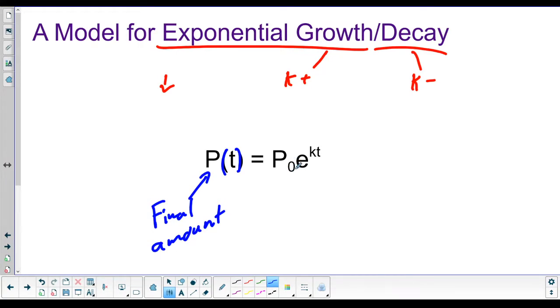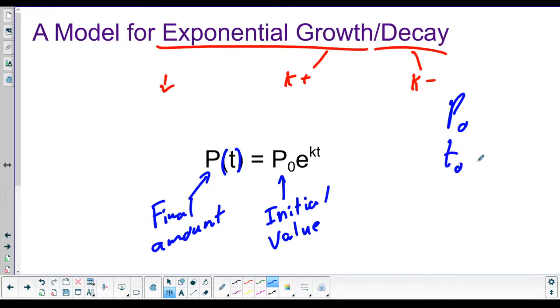This p subscript 0, this is a subscript, which means it's like a note to ourselves. It doesn't mean multiply by 0. It doesn't mean divide by 0. God forbid. Right? This is just the fancy way that people say this is the initial value. You might see p sub 0, that's initial population. You could see t sub 0, that's initial time. You could see v sub 0, that's initial velocity. Having a little subscript of 0 just means it's the starting amount for whatever that variable is.